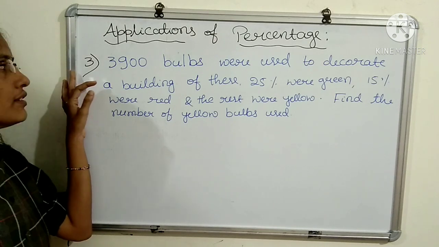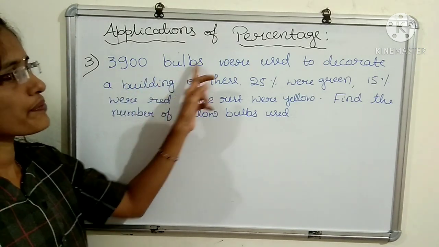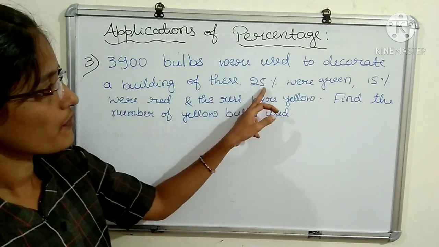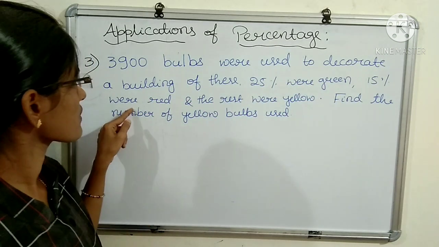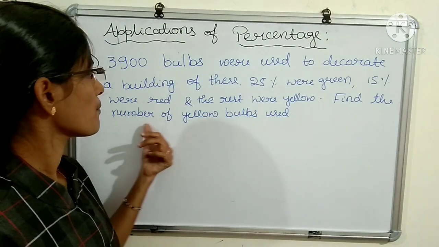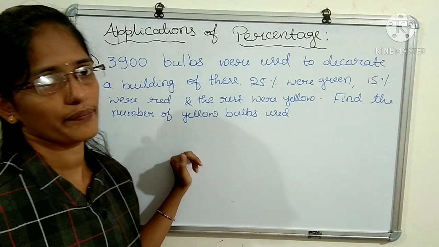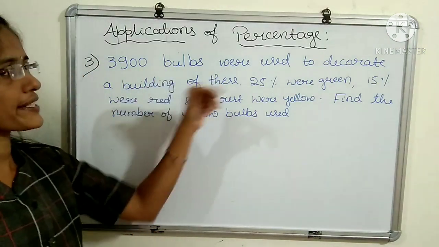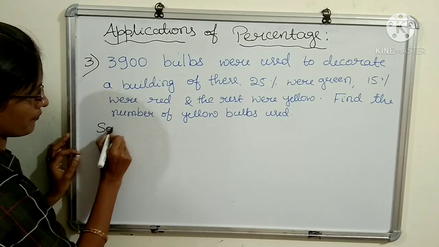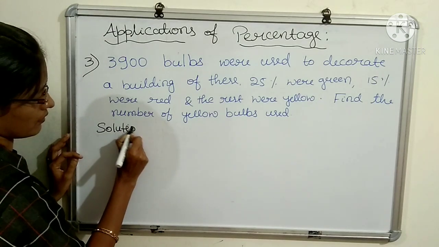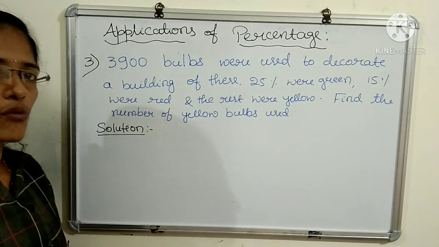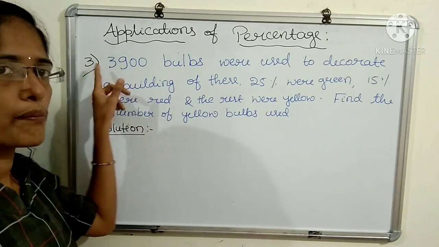Students, third question. 3,900 bulbs were used to decorate a building. Of these, 25% were green, 15% were red and the rest were yellow. Find the number of yellow bulbs used. Here, what is given and what to find out, students? Solution. 3,900 is what? It is the total number of bulbs.